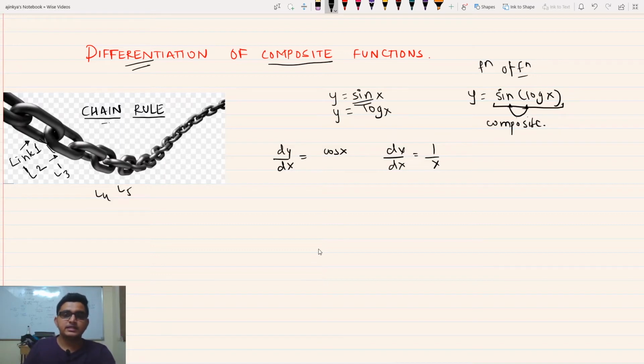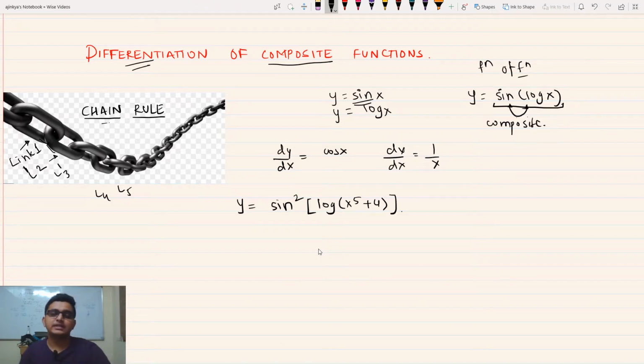So let's take a composite function which is y equals sine square of log of x raised to 5 plus 4. Now, we can say that here there are four different functions. One is squaring, one is sine x, one is log x, one is x raised to 5 plus 4. So in this case, you have to do a chain rule, meaning that you have to substitute all the functions with different variables.